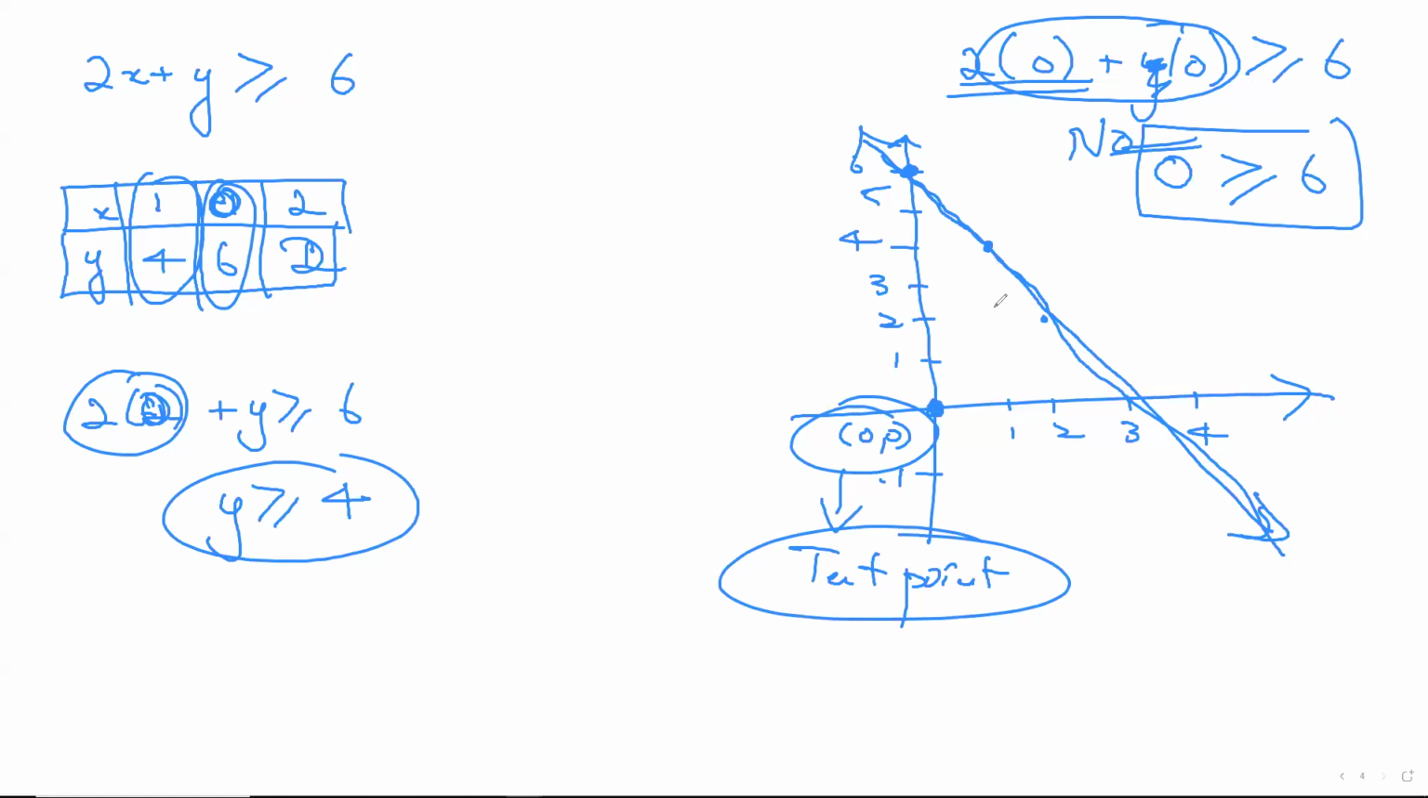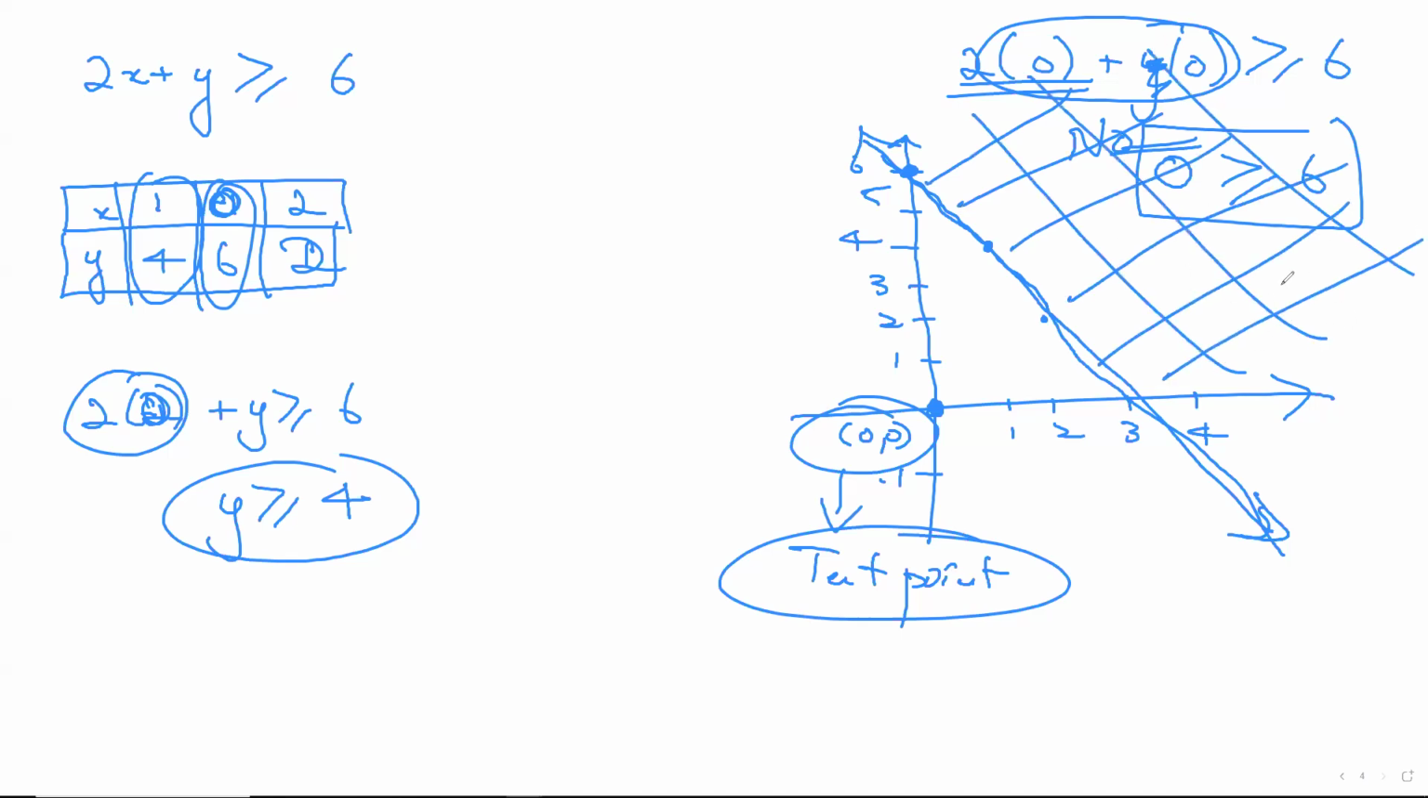It comes away from the test point, which means the answer is this. That's the shading part. You should shade like that. Okay. So you take a test point. By chance, let's say it was true, then the answer would have been here. It was not true. Therefore, it goes away from the test point.